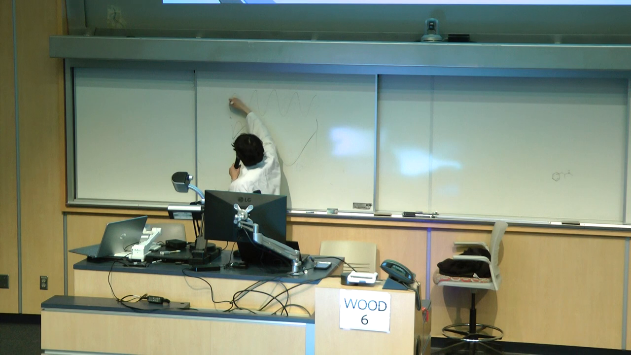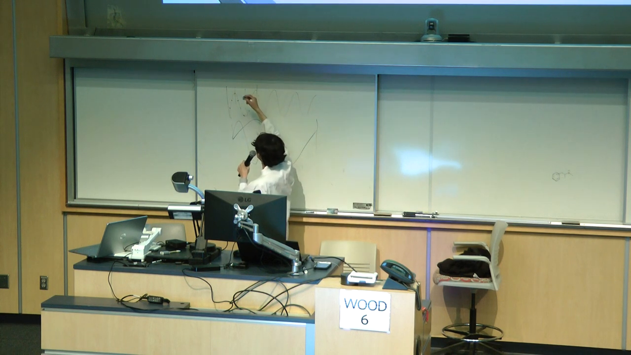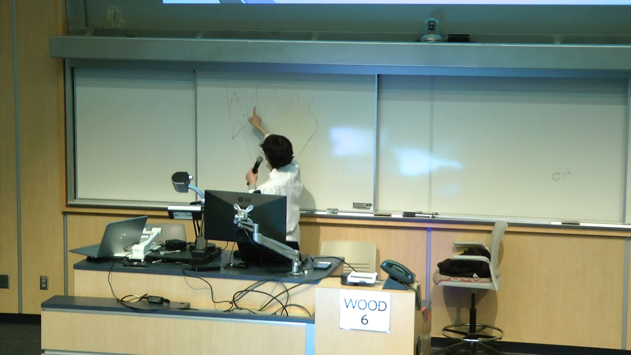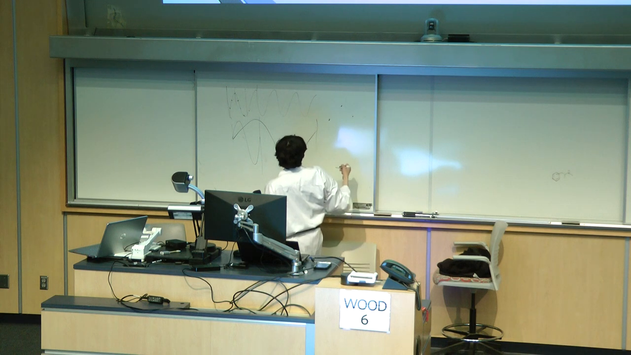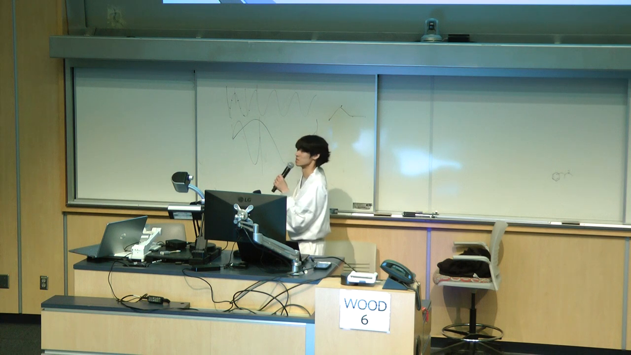sampling the actual wave itself. With a low sample rate, it might sample a point here, a point here, a point here. But when you reconstruct the wave from the dots that were sampled alone, you get something like this, which is a broken wave. It doesn't make any sense.